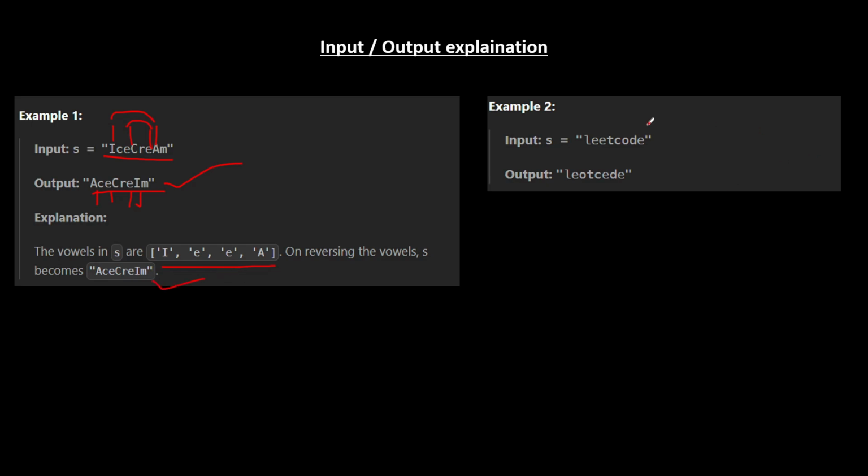Okay, now let's understand this problem also. Vowels here are E, E, O, and E. Fine. Output is L, E, O, E, and E. So what we can see here is that we swap this one and this one, E and O. So we get O and E. So we got Leotcede basically, if you pronounce it that way. So this is the input and output of the problem.